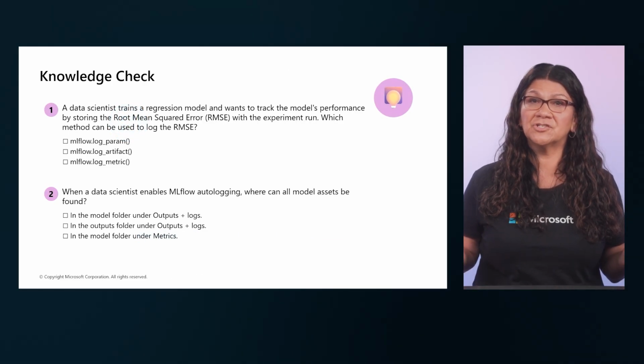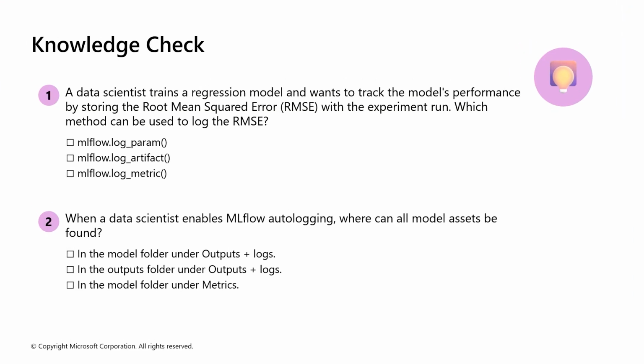Now it's time for our knowledge check. Question 1. A data scientist trains a regression model and wants to track the model's performance by storing the root mean squared error with the experiment run. Which method can be used to log the RMSE? Answer: mlflow.log_metric. Question 2. When a data scientist enables MLflow autologging, where can all model assets be found? Answer: in the model folder under Outputs and Logs.